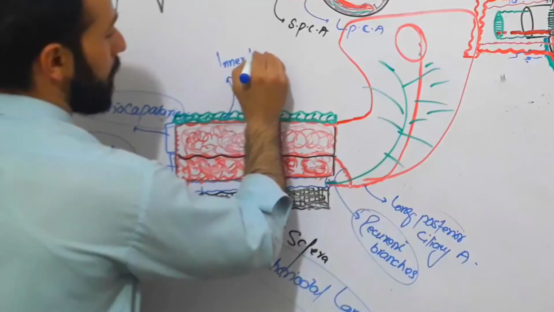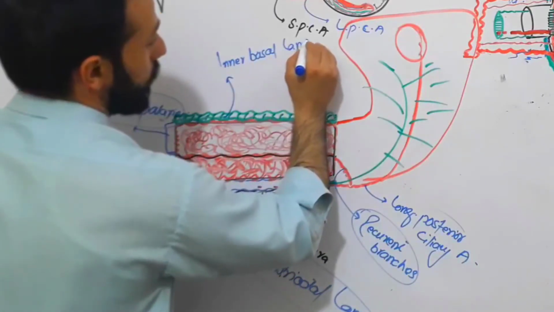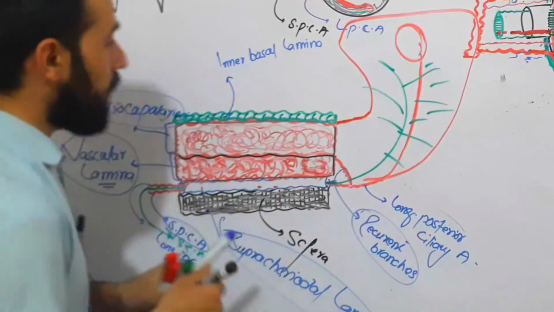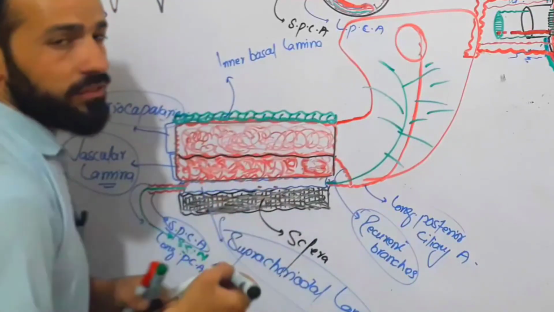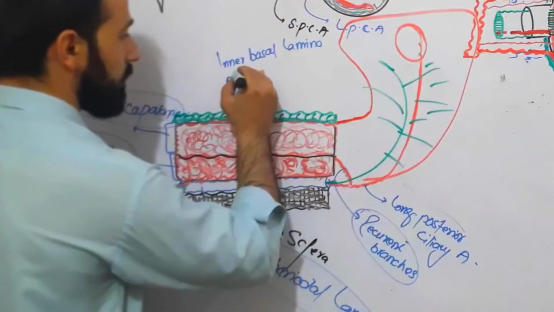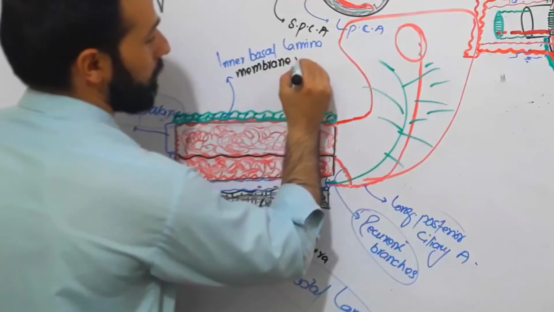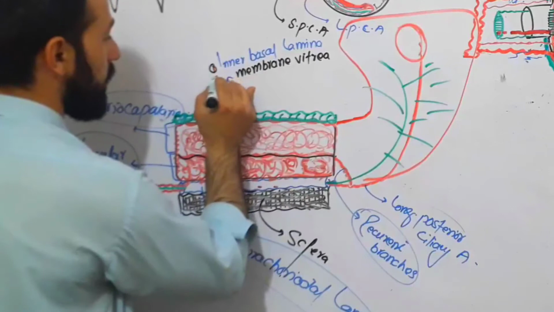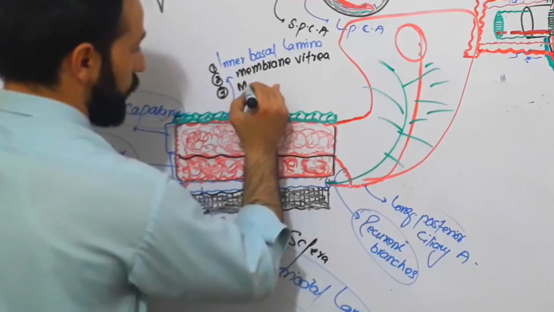Inner basal lamina, or you know that this lamina is towards the vitreous body. That's why we say that lamina or vitreous membrane. We say that membrane vitrea, right? Or there is the third name also for this. This is called membrane of Bruch.